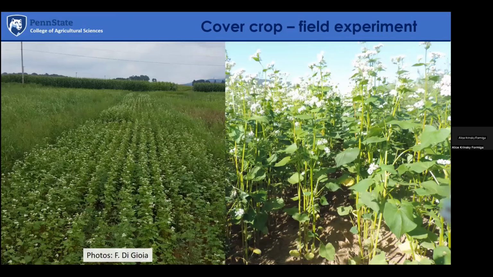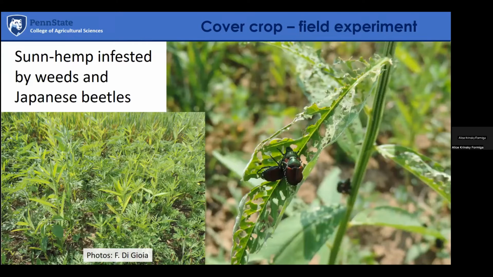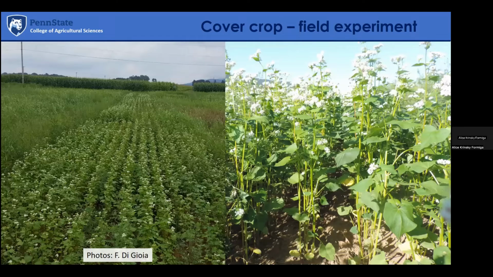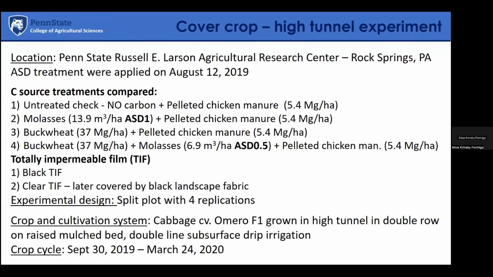So I'm showing all this to say that the idea of growing a cover crop as a carbon source is a really good idea. At the same time, you may end up having certain issues, and the cover crop may not grow as you want, and that could be an issue. Among those 4 cover crops that we tested, buckwheat did really well and had no problem. It was really fast growing and very interesting.